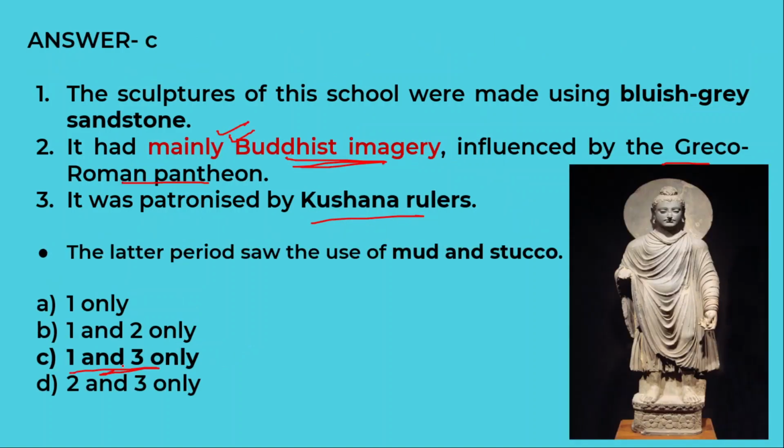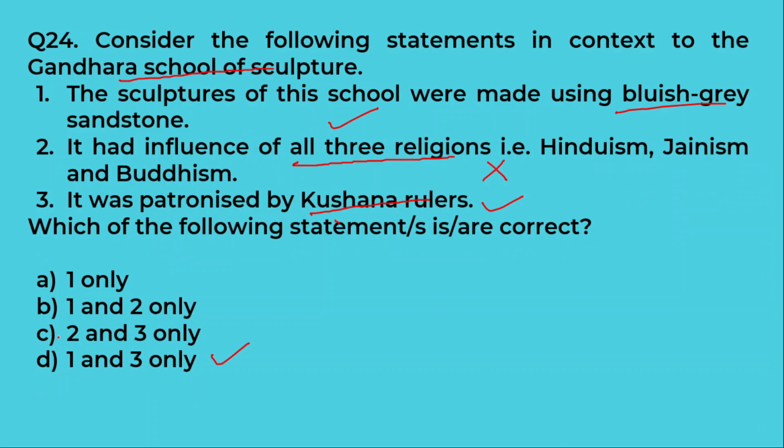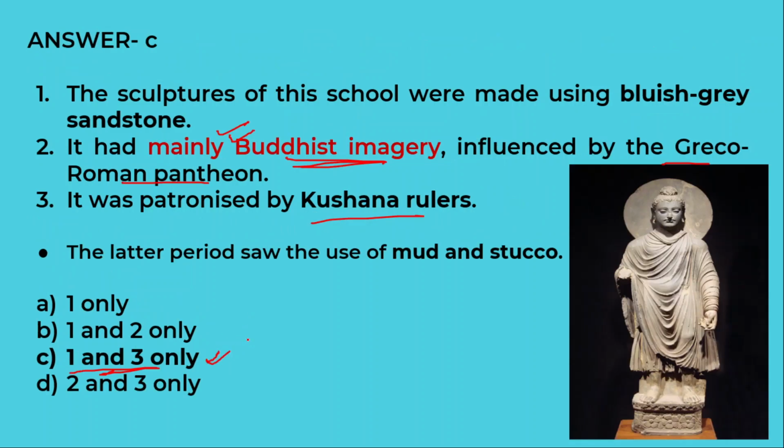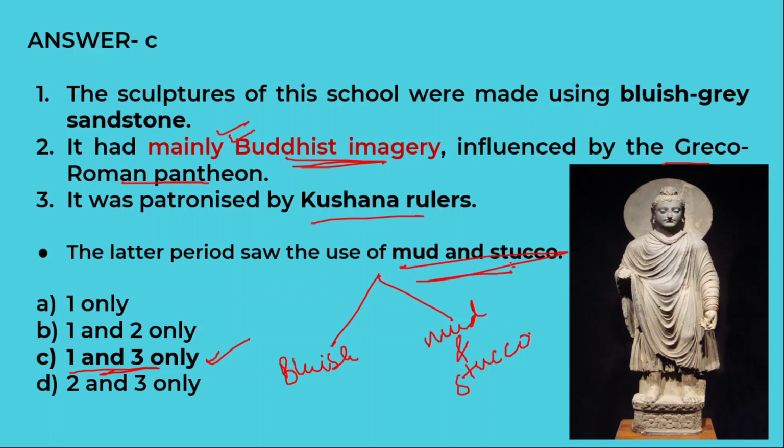1 and 3 only. Here it is C. I have made a mistake over here. Basically it is 1 and 3 and this is 2 and 3. So C option is the correct answer, 1 and 3 only. So I hope you can see this. And yes, there were two types. In the beginning they used bluish grey sandstone, but in the later times mud and stucco was also used. Okay, as you can see, the latter period saw the use of mud and stucco.